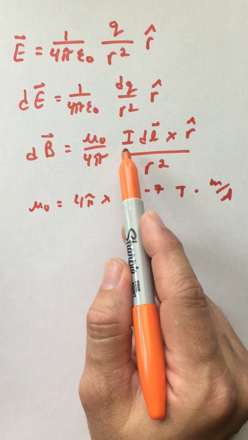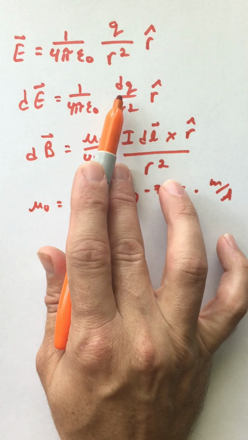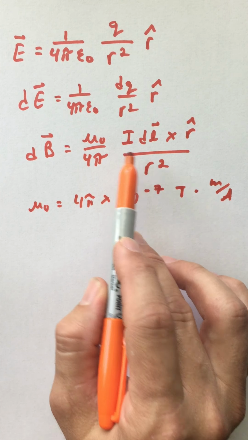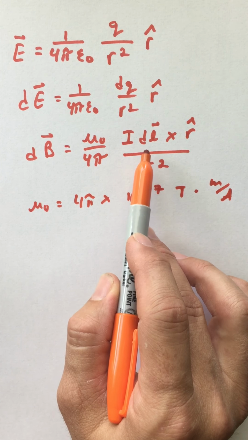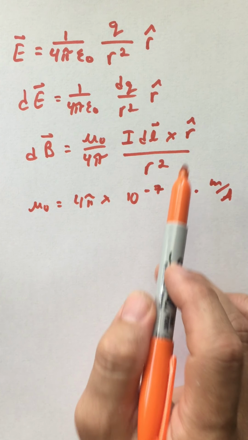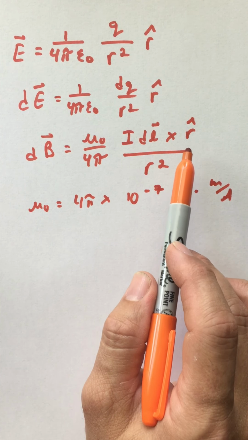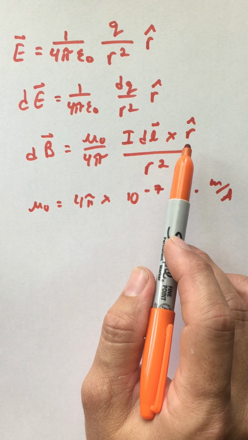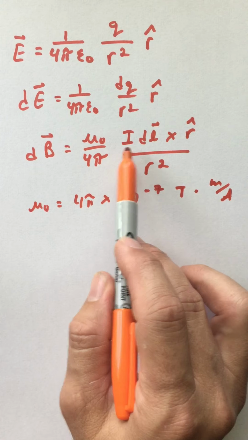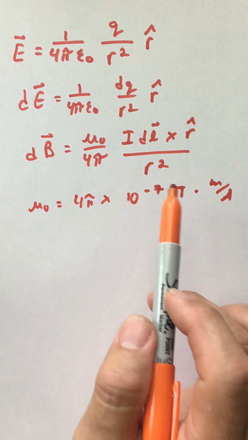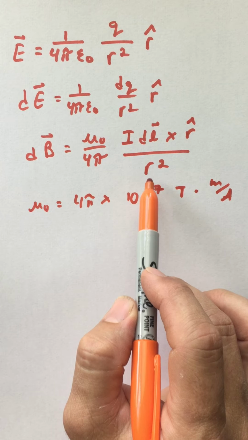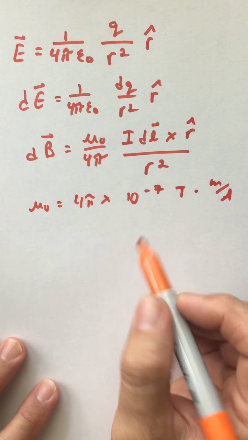And then I've got the source, right? Just like I had the source here, but I didn't write di. I wrote dl, and we'll talk about that in just a second. And then cross r hat. R hat is again going to be a unit vector that points along the line from the source, that is this current element, to the observation point. And r squared, of course, is the distance from this source to the observation point.